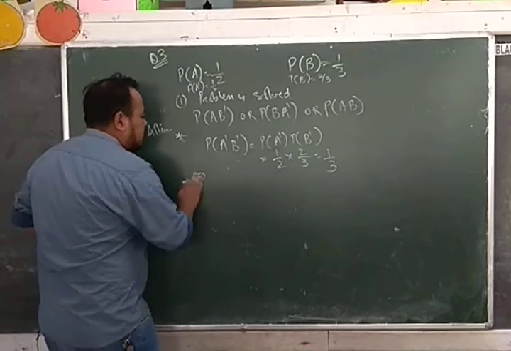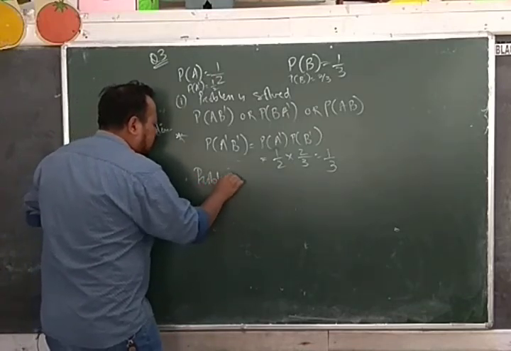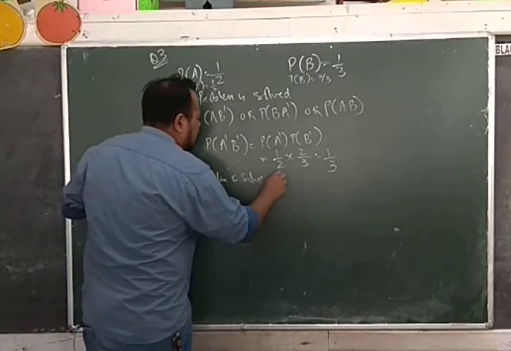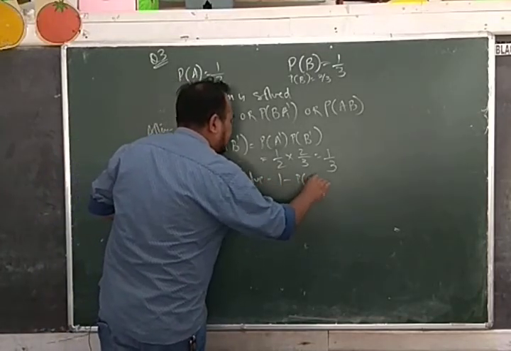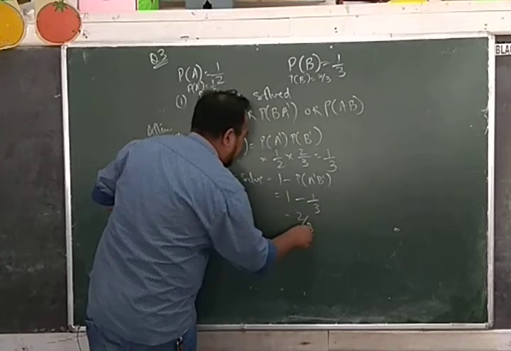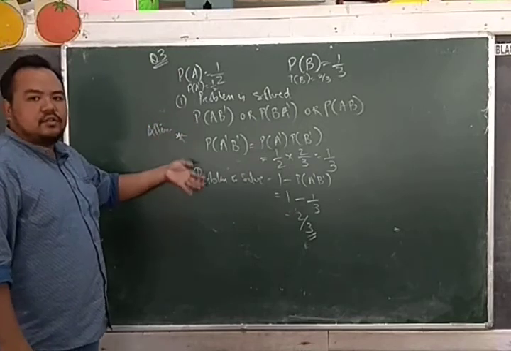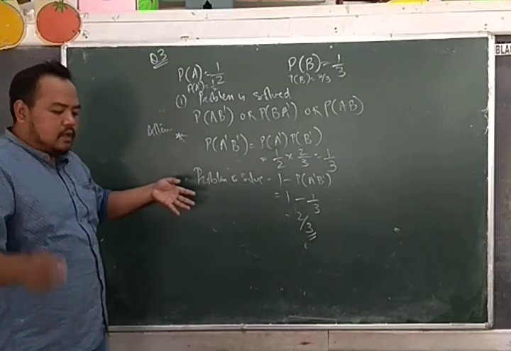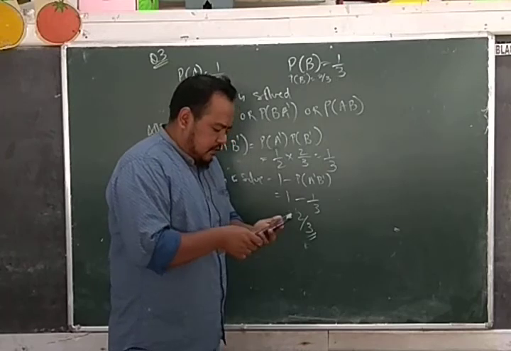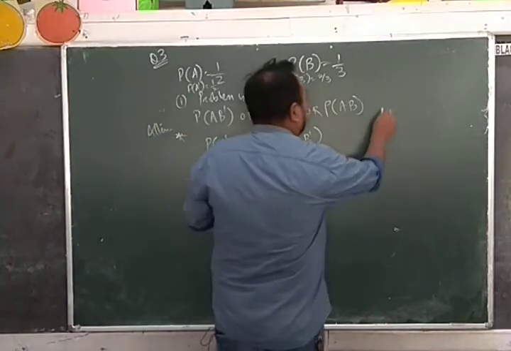So how many times will the problem be solved? Problem is solved will be equal to 1 minus probability of A dash B dash, that is equal to 1 minus 1 by 3 equal to 2 by 3. Much easier way. You can use either way, you get the same answer. Is that clear?